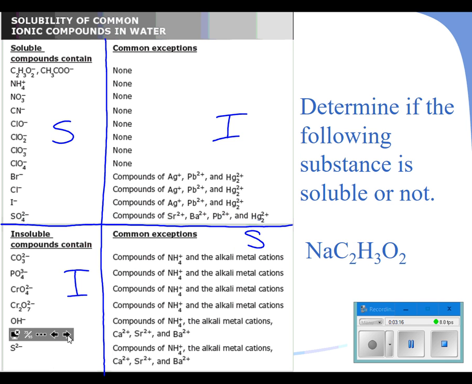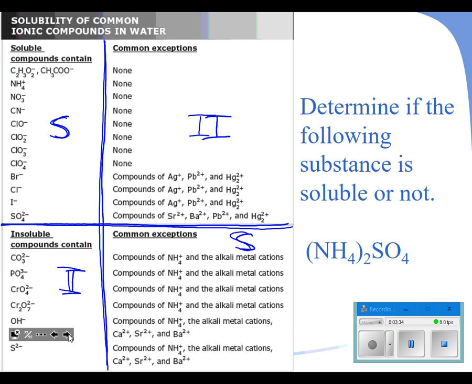Okay. For the next one, we're going to look up acetate because C2H3O2 is on here and Na positive is not. So again, anything combined with acetate doesn't matter. They're always going to be soluble. So this one is also soluble.